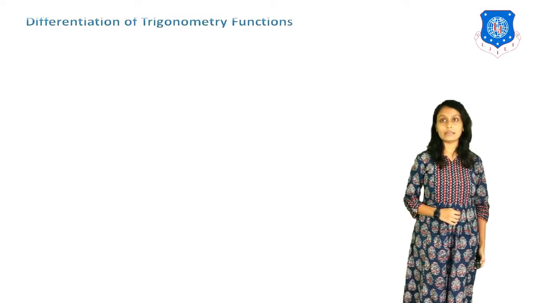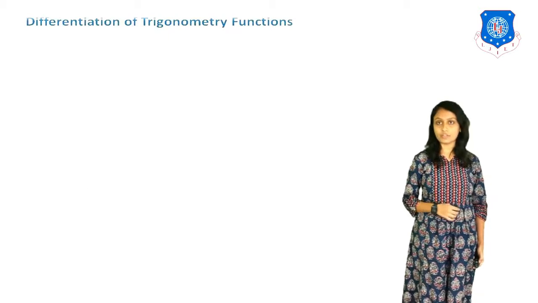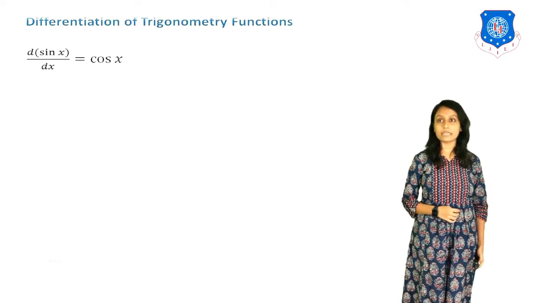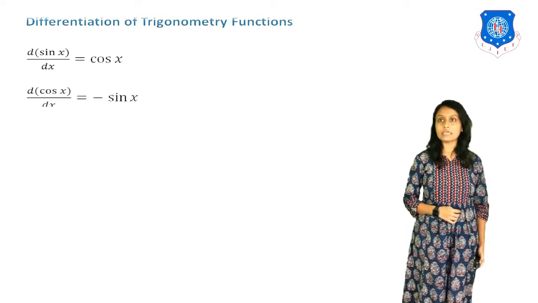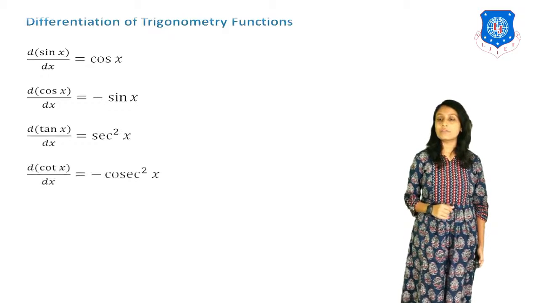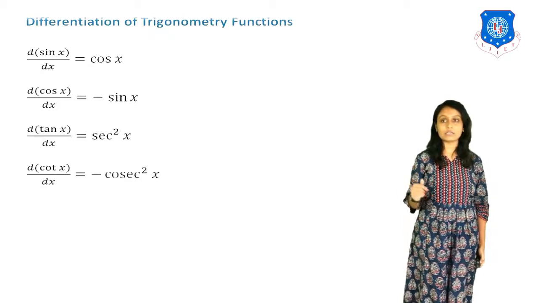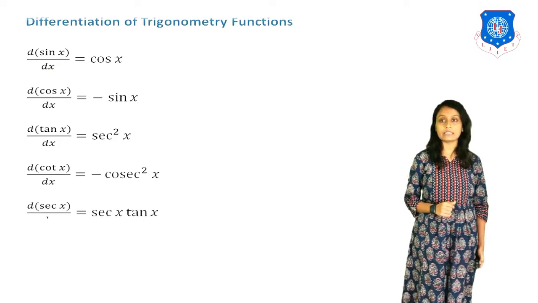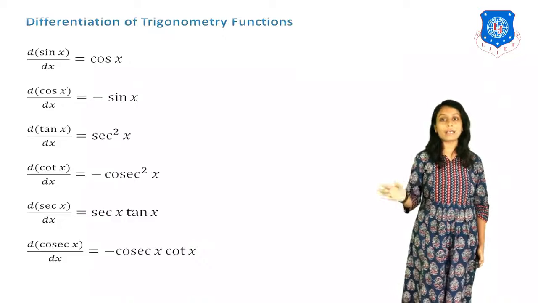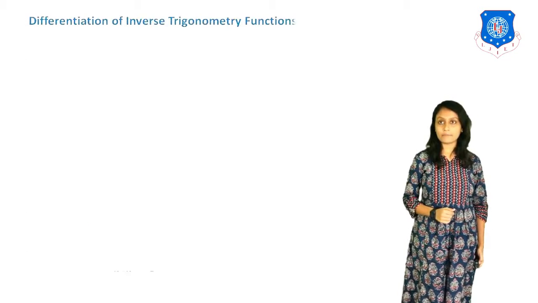Next we will see the derivatives of trigonometric functions. These are the important derivatives you have to remember. The first one is the derivative of sin x, that is cos x. Next is the derivative of cos x, that is minus sin x. Derivative of tan x is sec square x. Derivative of cot x is minus cosec square x. Derivative of sec x is sec x tan x, and derivative of cosec x is minus cosec x cot x.